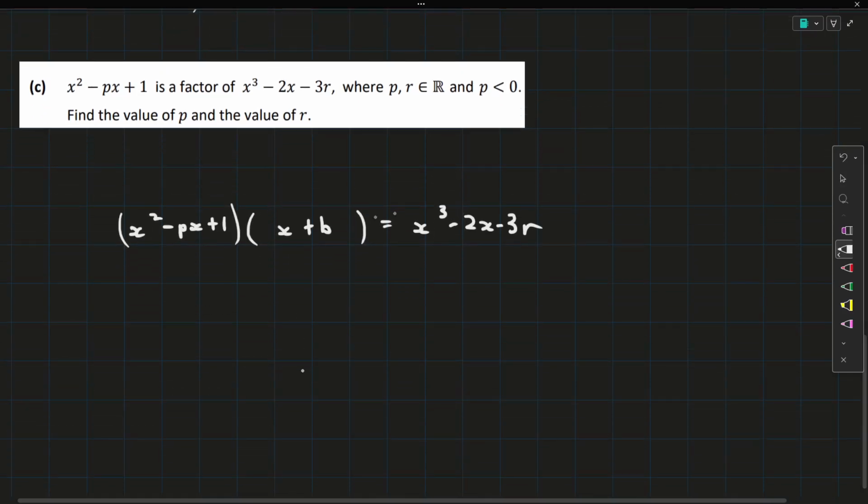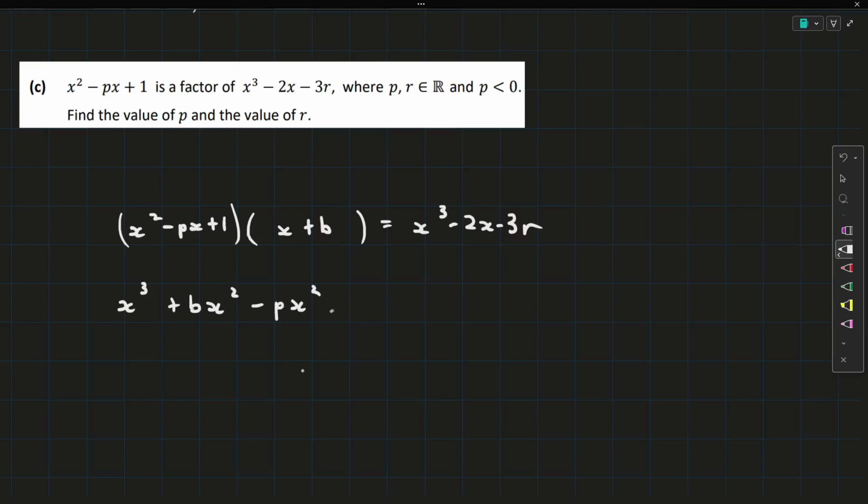And then we can just multiply it out. So x squared times x gives us x cubed. Then we'll have plus bx squared. Then minus px squared, when you do the middle term, minus pxb, and then plus x plus b, that's just multiplying the 1 in, that's equal to x cubed minus 2x minus 3r.